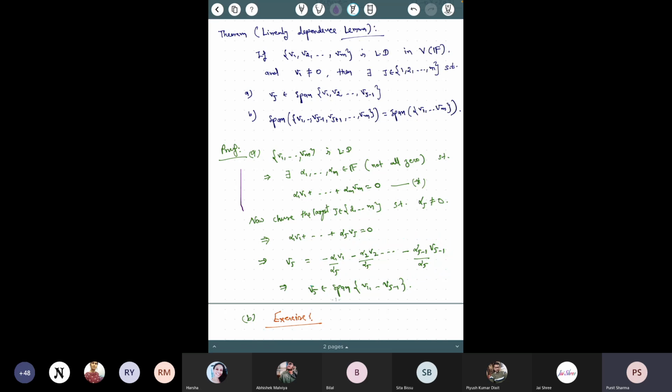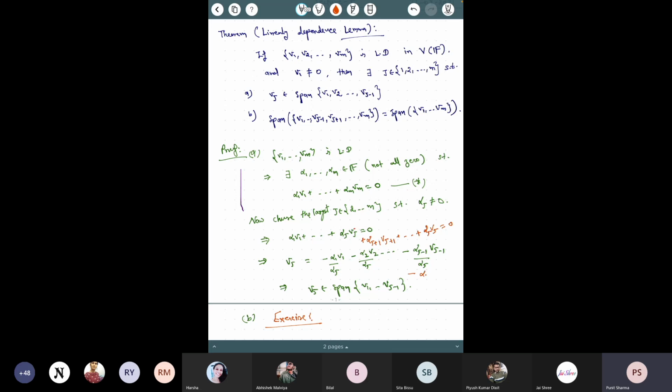The same way I can say that there exists a j. If I don't choose the largest, then I will say, choose j such that alpha j is not zero. Then what would be the equation? It would be like there would be some term alpha j plus 1 vj plus 1 and so on, right? Alpha j vj equal to 0, and then I can take this in this way and I can do the same thing.